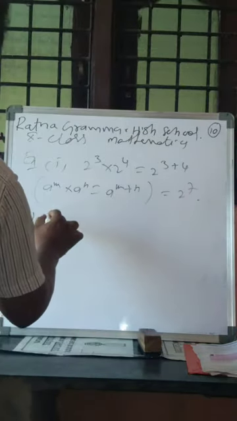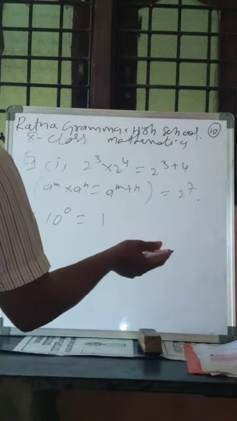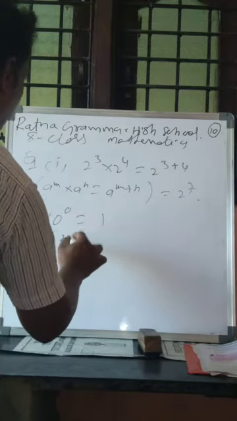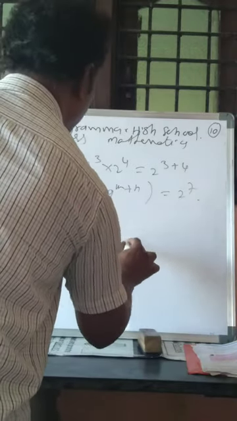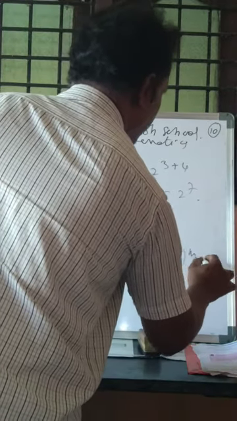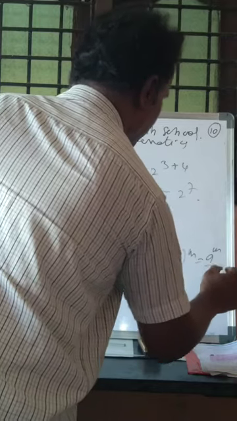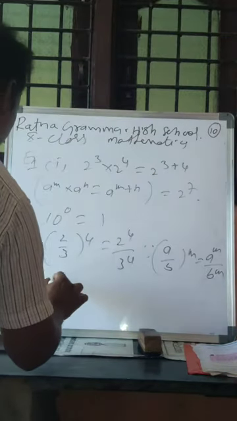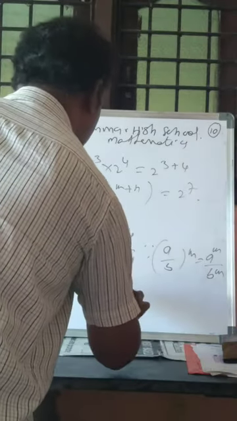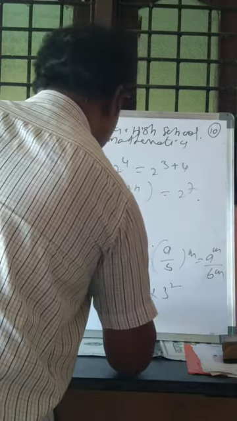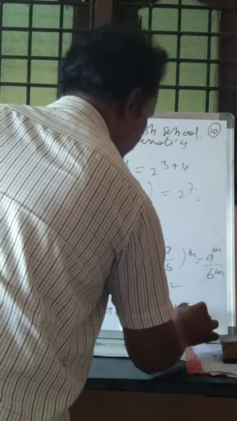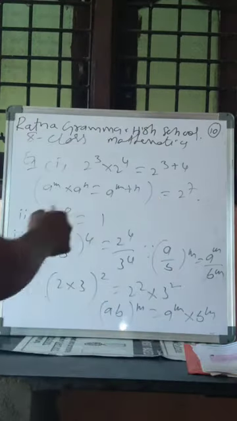Second example: 10 power 0 is equal to 1 only. Something power 0 is 1 only. Next one, (2/3) whole power 4 means 2 power 4 by 3 power 4. The formula here is (a/b) whole power m is equal to a power m by b power m. Next one, (2 into 3) whole power 2 means 2 power 2 into 3 power 2. The formula is (ab) whole power m is equal to a power m into b power m. This is an example of the laws.